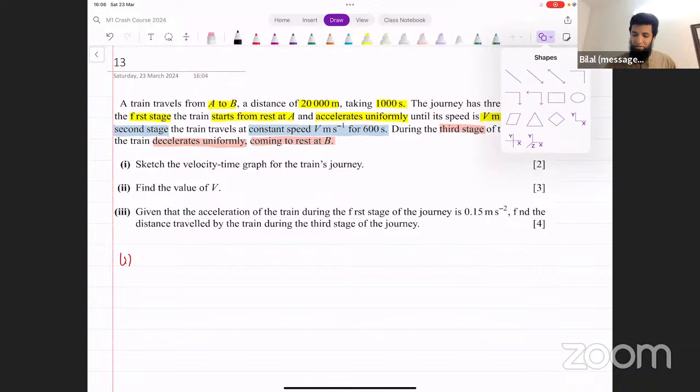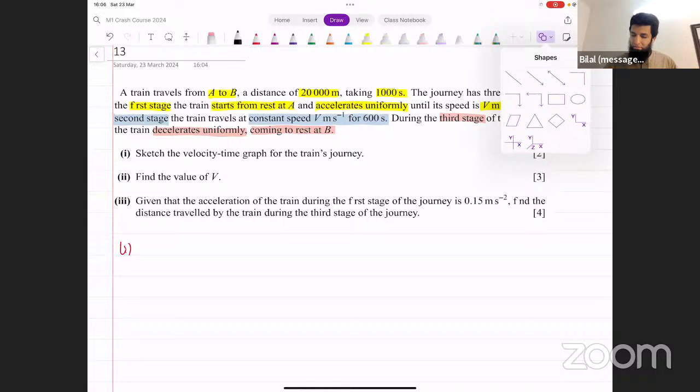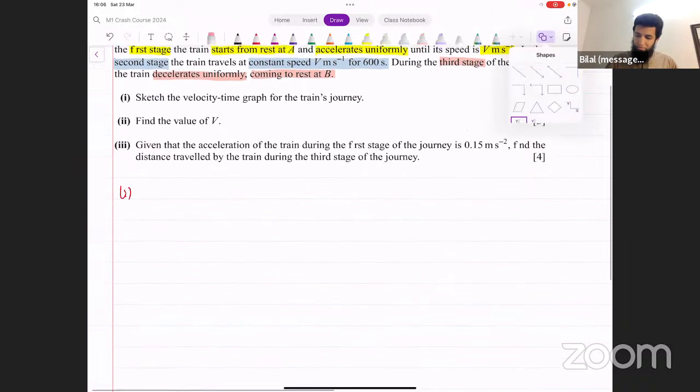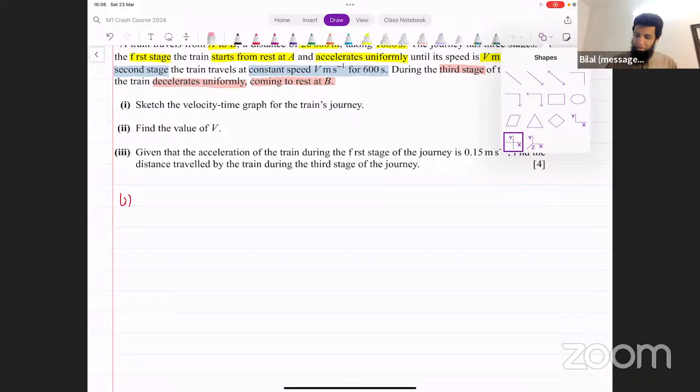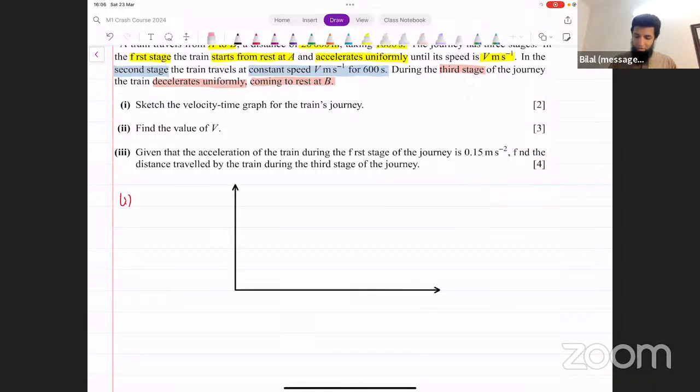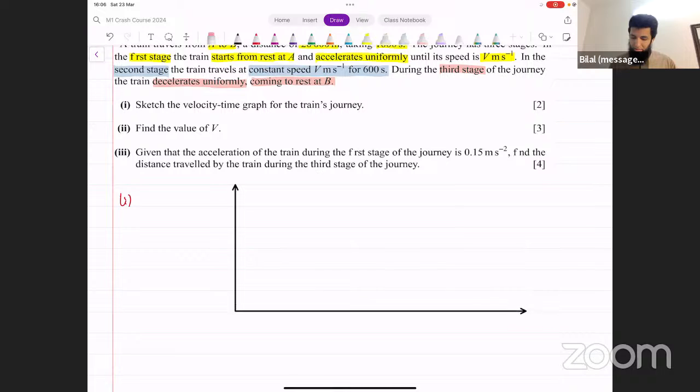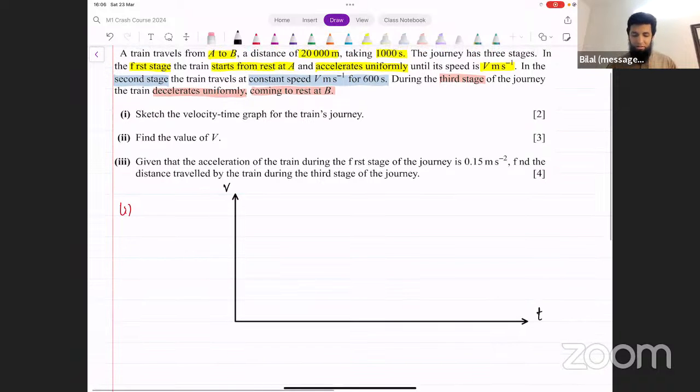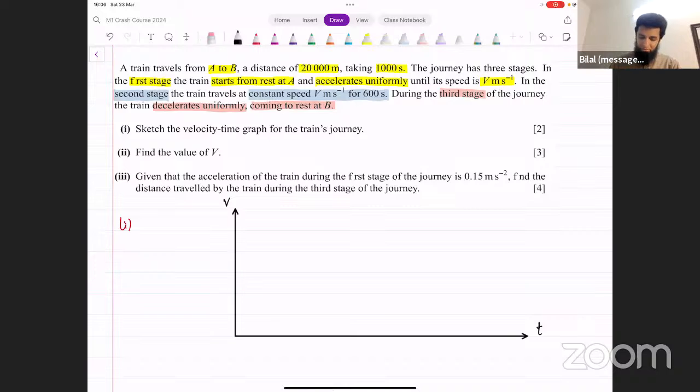Now, let's sketch this graph. Time cannot be negative, so we can only consider the positive part. For time, at least. Velocity might be negative, so we can extend it downwards if it turns out to be negative at some point. But for now, let's just consider this. So it's starting from rest. In total, it's taking 1,000 seconds. So the total time taken is 1,000. So this point is 1,000 seconds.